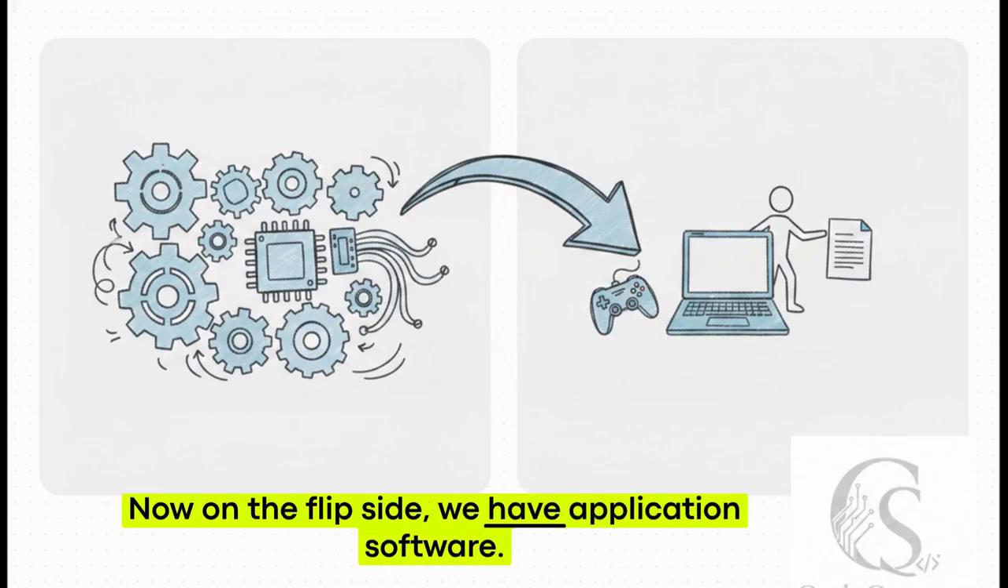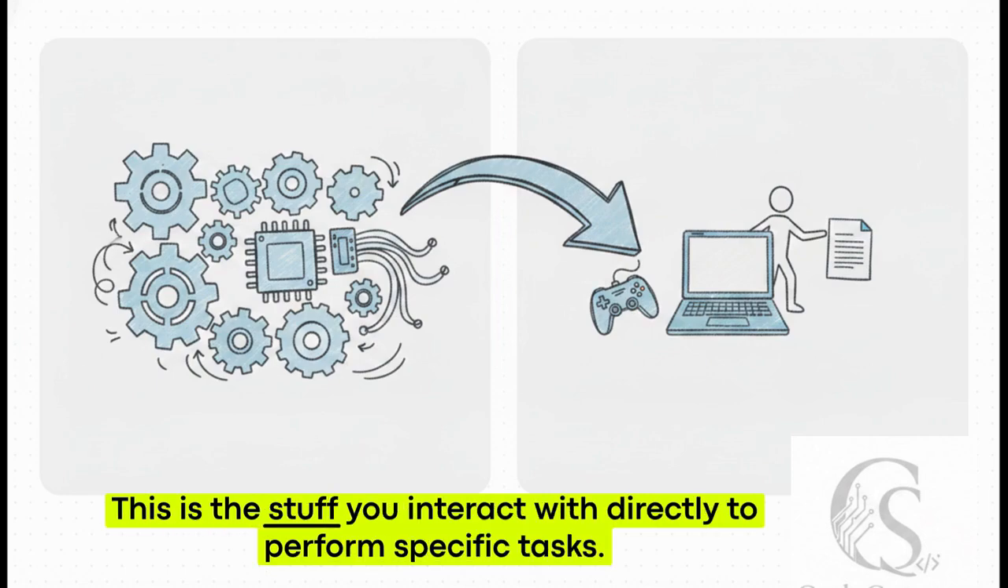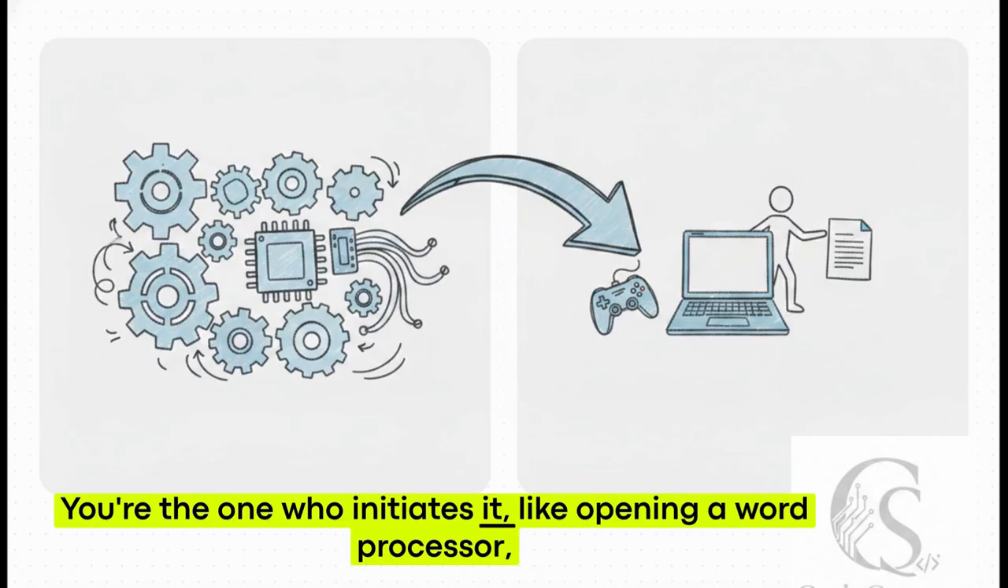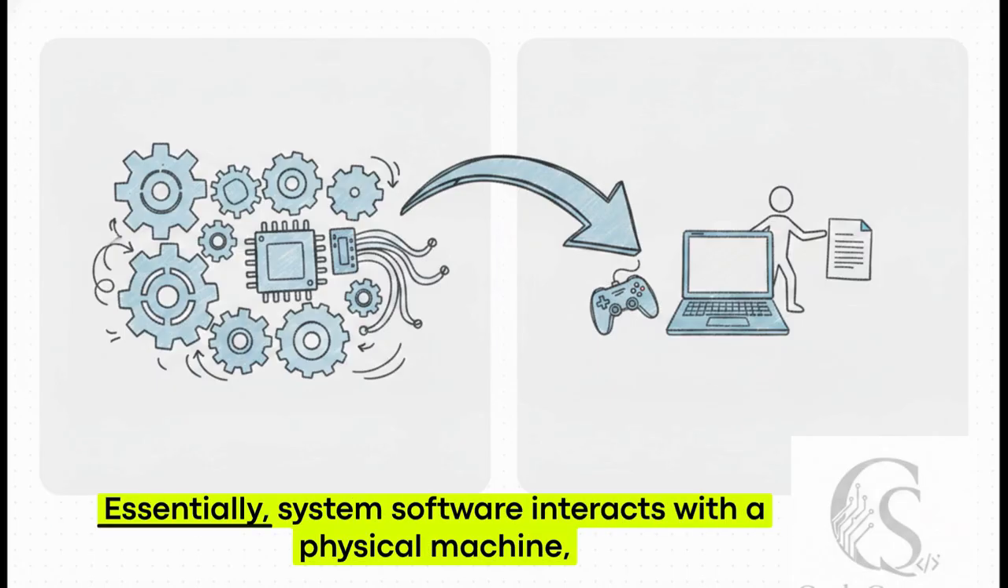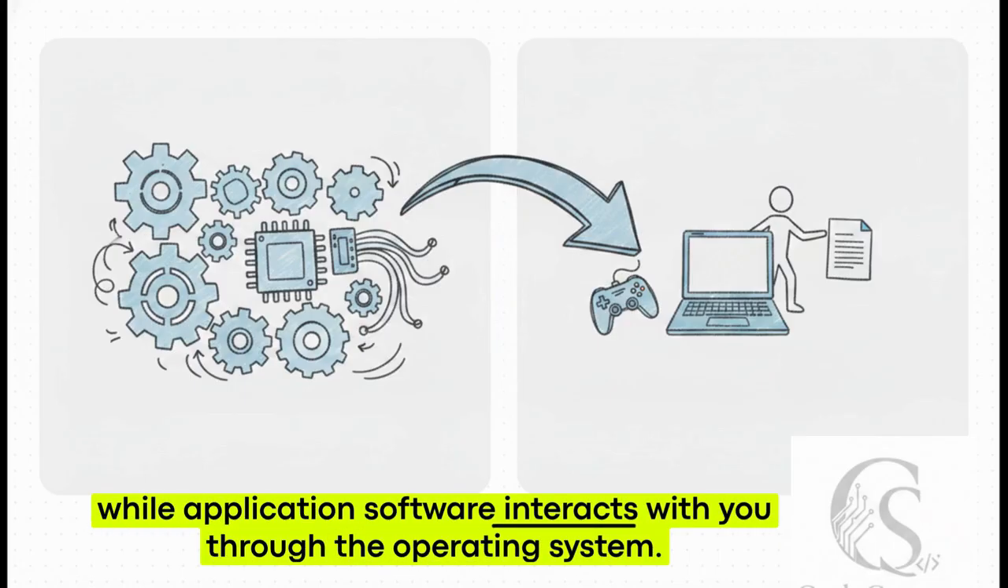Now, on the flip side, we have application software. This is the stuff you interact with directly to perform specific tasks. You're the one who initiates it, like opening a word processor, firing up a spreadsheet, or launching your web browser. Essentially, system software interacts with a physical machine, while application software interacts with you through the operating system.